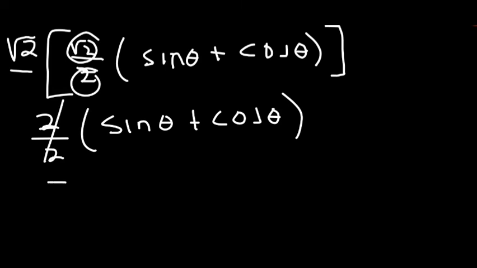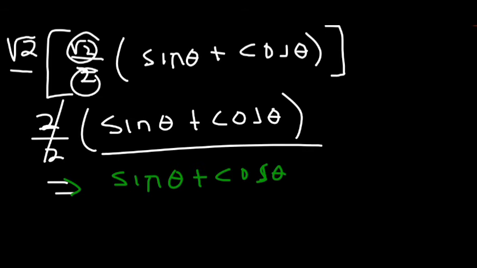So our final solution is equal to sine theta plus cos theta. So this is the answer. This is what we had on the left-hand side. We had cos theta plus sine theta, which is the same as sine theta plus cos theta. So this is all for question 7F.